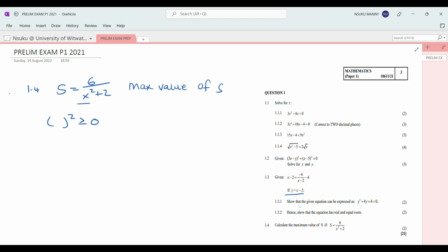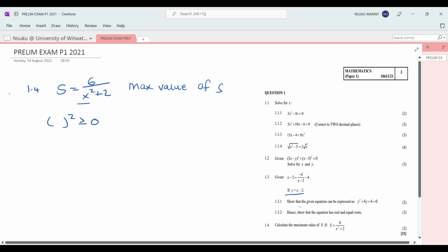There's no other value which we can substitute into x that gives us a value that's greater than 3. Because whatever value we substitute will always be positive, if it's not 0. So if it's positive, that means it's going to add to the 2, and if it adds to the 2, that means 6 is divided by a greater number. So in other words, we need to make sure that whatever value we substitute into x squared gives us the smallest value when we add it to the 2. And the only value we can substitute is 0.